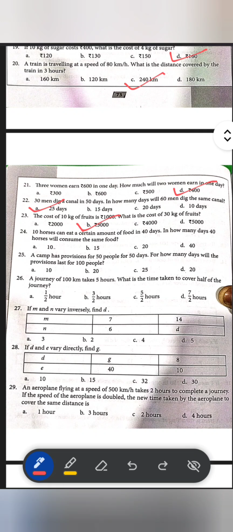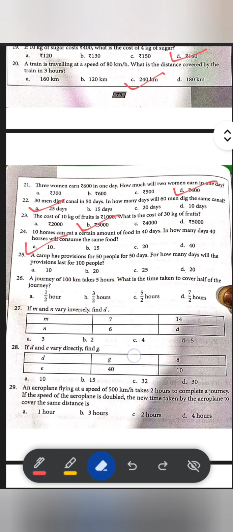So here the food item is constant, and horses and days are inversely proportional. 10 horses can eat in 40 days. So in how many days will 40 horses, a larger number of horses, eat? 10 into 40 equals 40 into y2, 40 cancels out, so y2 is equal to 10. In 10 days they will consume all the food, because food is constant, we are not going to buy more.